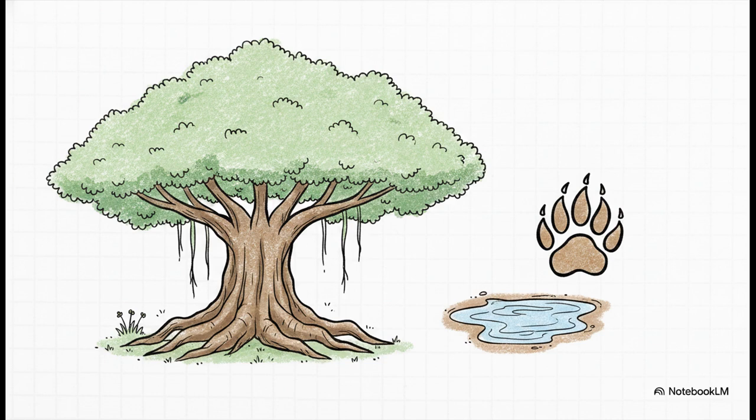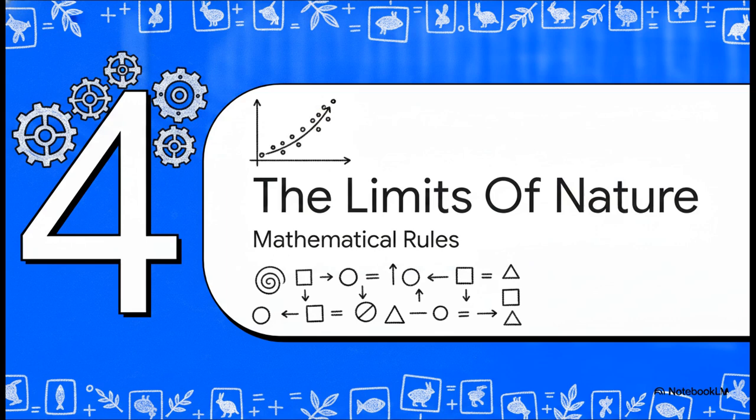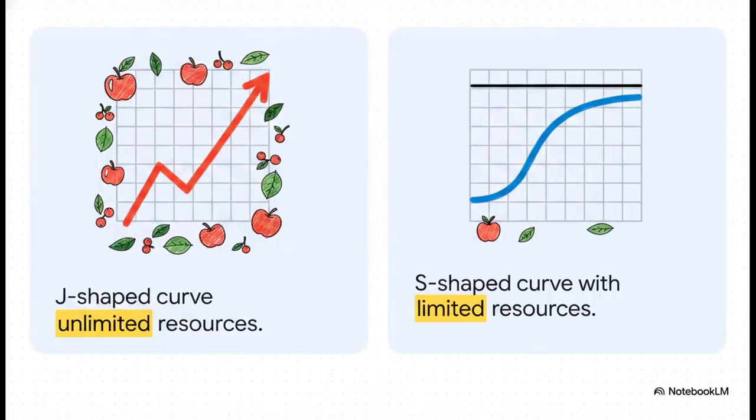Instead, we measure relative density indirectly, like by counting their footprints or pug marks near a watering hole. Okay, let's move to Section 4, the limits of nature, the mathematical rules of growth. Let's talk about the mathematical models that dictate how these populations actually grow out there in the real world, because nature has very strict rules.